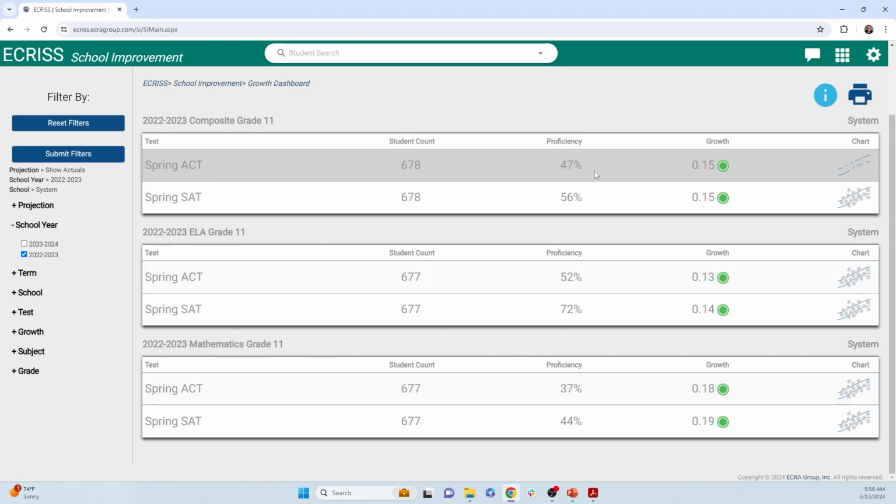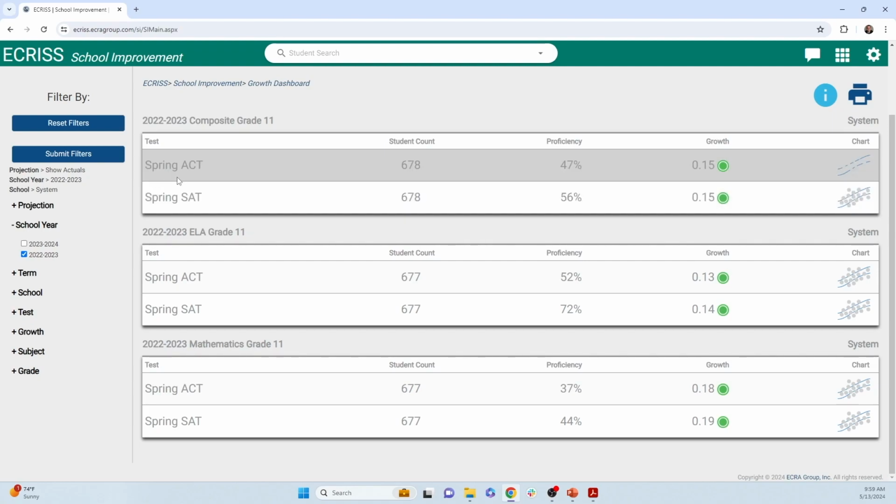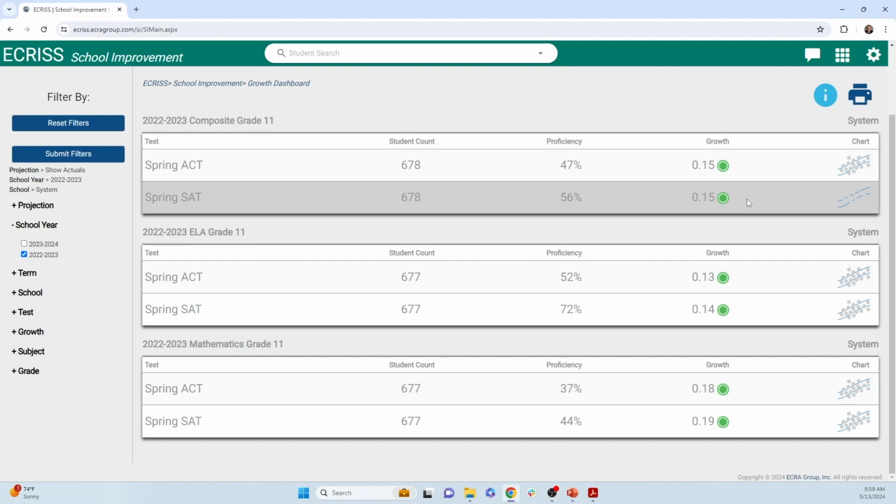So you can see here we're looking at growth for the composite. If you were looking at it terminated to the SATs, 0.15, and spring ACT, 0.15. This is in the metric of an effect size.